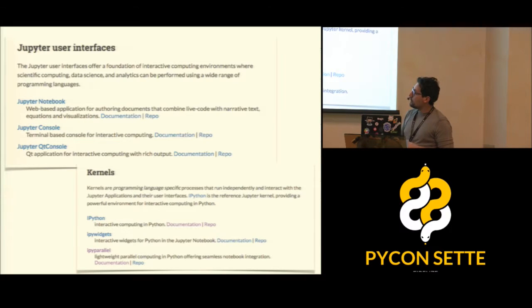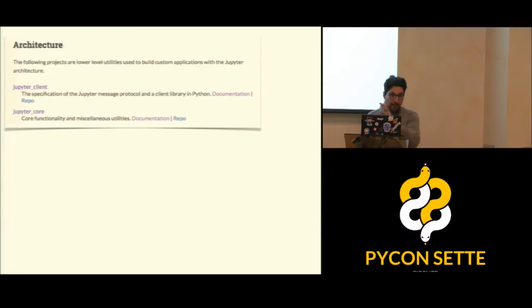Of course, there are many, many kernels. The default one is IPython, plus IPyWidgets, which was a submodule of the old IPython project, and IPyParallel, which is the new name of the IPython parallel library. It's a very interesting library to take a look at, especially for parallel computation and heavy computation, as a sort of replacement, in some sense, of multiprocessing, which is based on the architecture of Jupyter.